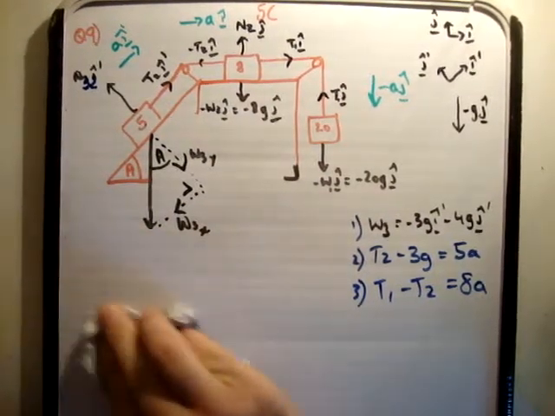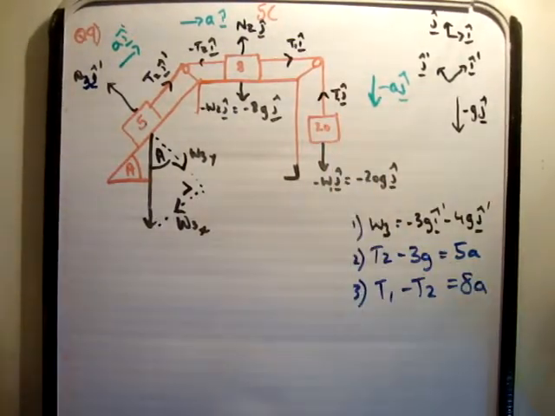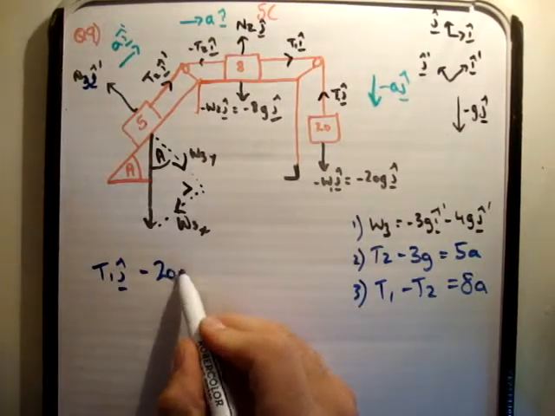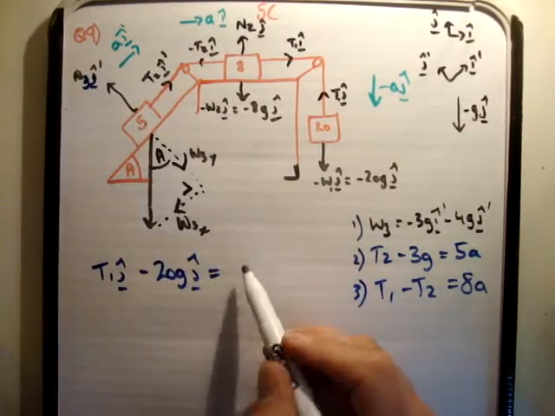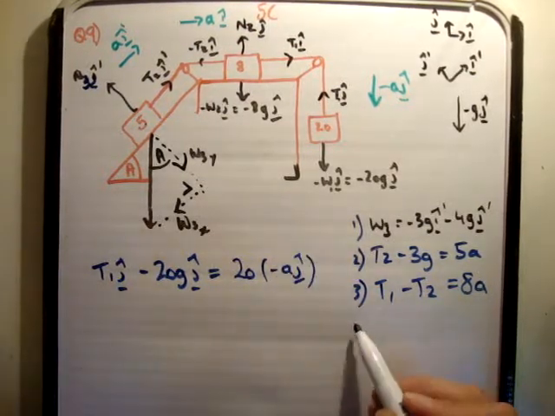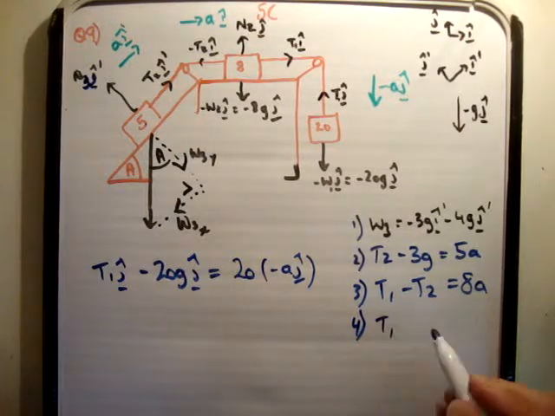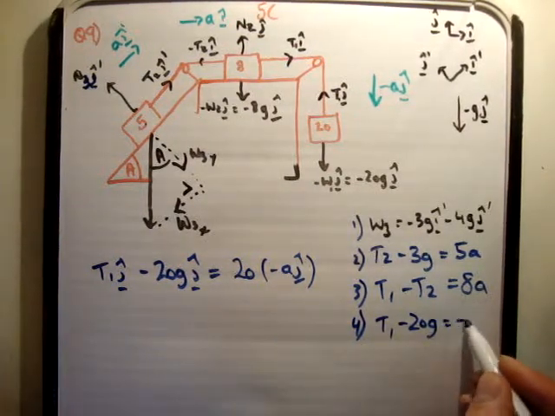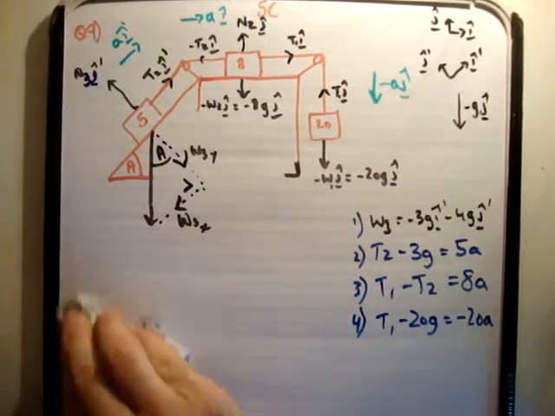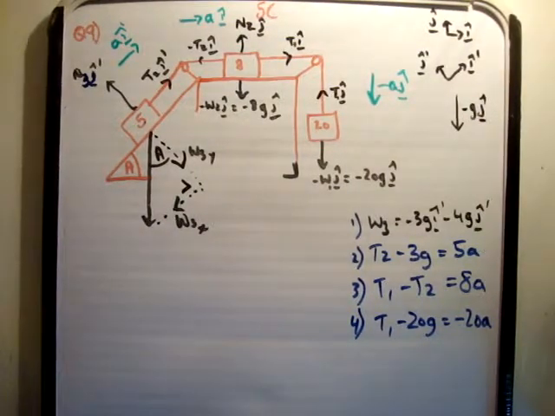And finally, let's apply the same thing to the 20 kilogram particle, whereby we get t1 j hat minus 20g j hat is equal to the mass, which is 20, times negative a j hat. So we get equation 4, t1 minus 20g is equal to negative 20a. Alright, that's very straightforward. Just like I said, the diagram does look busy, and there's no real way around it. You could split each of these into 3 different diagrams, but I find that you'll be at it a lot longer than you need to.